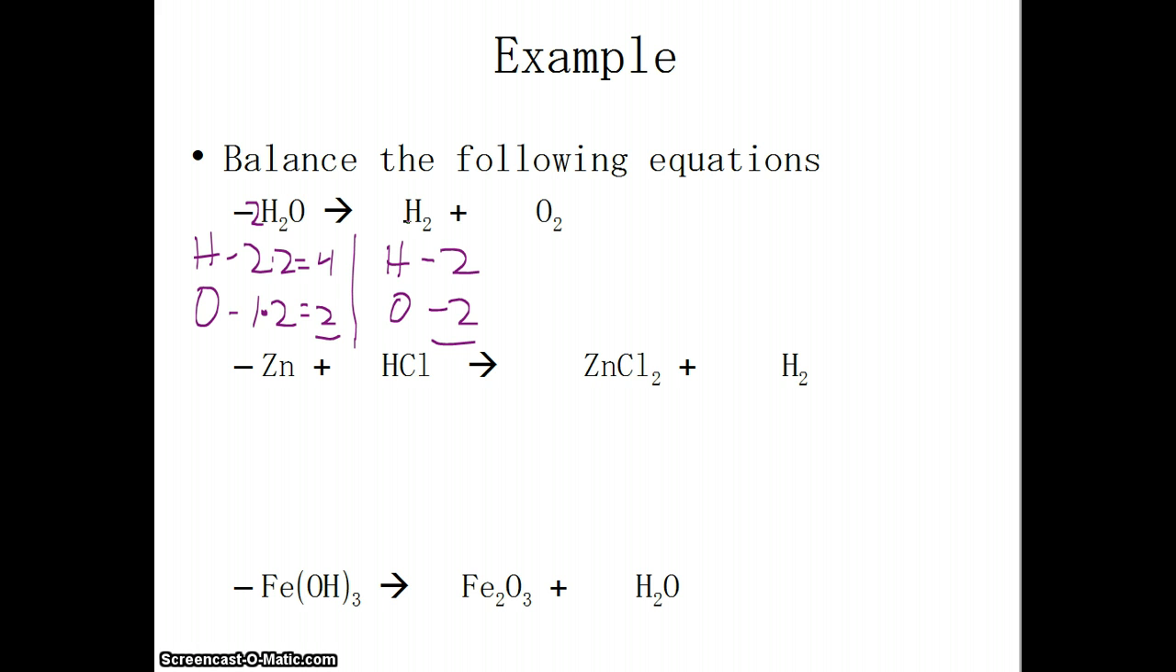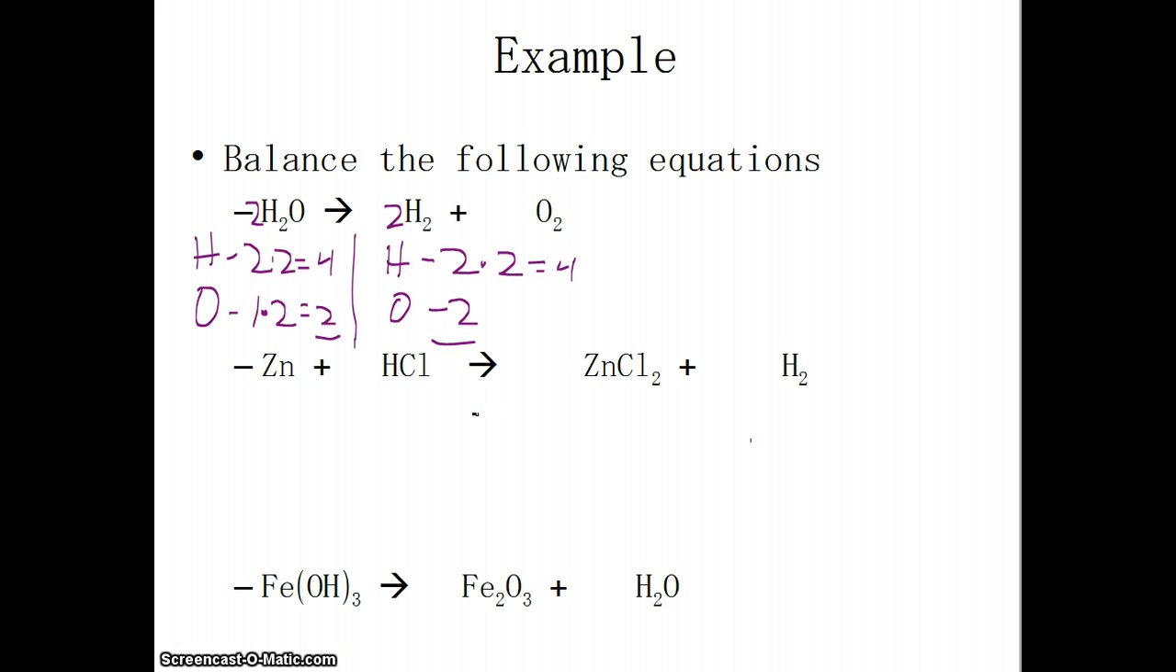Well, this is pretty easy to fix. We take the hydrogen over here on the other side, and we add a coefficient of 2 to that, and that means we now have 4 hydrogens and 2 oxygens total. This equation is balanced. Okay, so let's go ahead and work on the next one here.